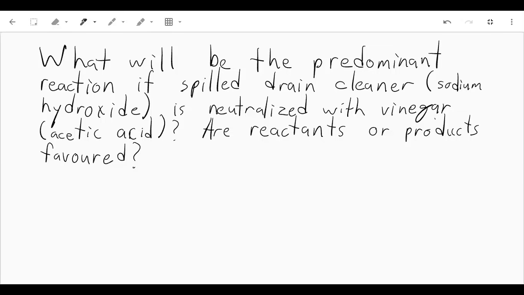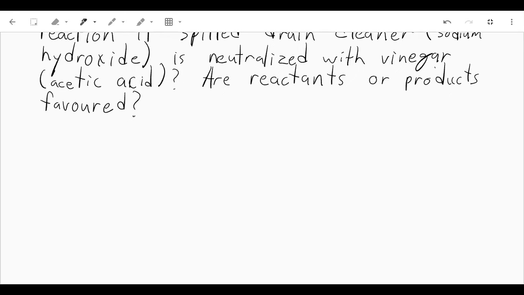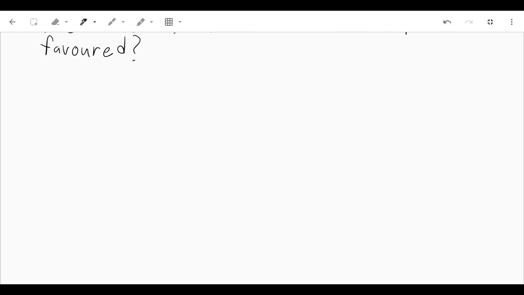Here we have a sample problem. What will be the predominant reaction if spilled drain cleaner, sodium hydroxide, is neutralized with vinegar, acetic acid? Are reactants or products favored? So we have two chemicals that we're starting off with here. We have NaOH and we have acetic acid, CH3COOH.